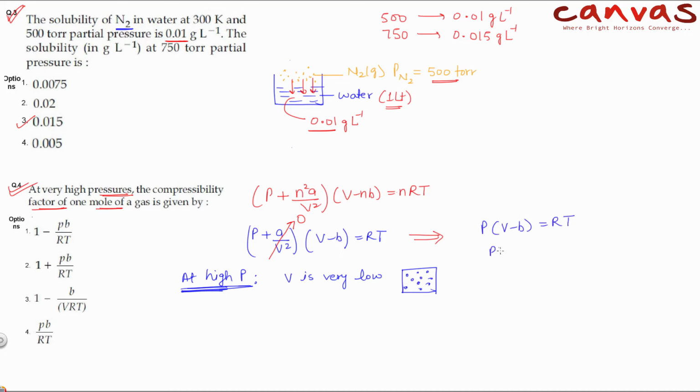You just open it, PV minus PB is equal to RT, divide by RT, so you will get PV by RT is equal to 1 plus PB by RT. This is our compressibility factor Z. So Z comes out to be 1 plus PB by RT. So it's a very common question. It has been asked before in the JEE exams.